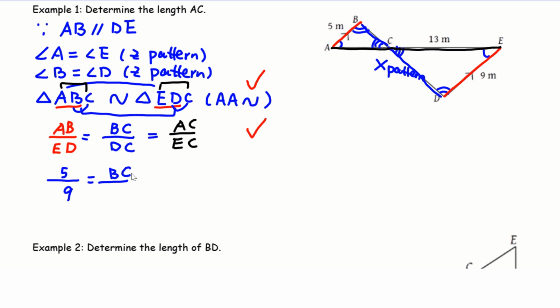BC is nothing, we can just copy it. DC is nothing, just copy the two letters of the line segment there. AC is what we want to find, X over EC is 13. And we have three ratios, so we have two equal signs. For an equation, we need only one equal sign.